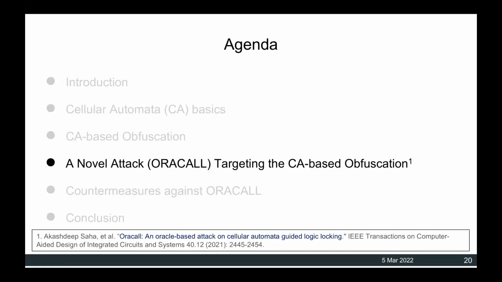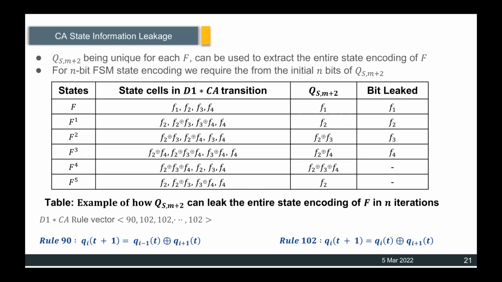In order to analyze this, we did this work which we published in IEEE TCAD in 2021, and we proposed a novel attack which we called ORACALL. This targets this CA-based obfuscation and finds an interesting property. Let us again take this 4-bit CA, or D1 start CA, and consider its evaluations. Suppose this is your first evaluation with F, and then it goes to the state F1, then it goes to the state F2 according to the rules of D1 start CA. So if I start with F1, F2, F3, and F4, and apply the first rule, then the output of that is F2, F2 XOR F3.